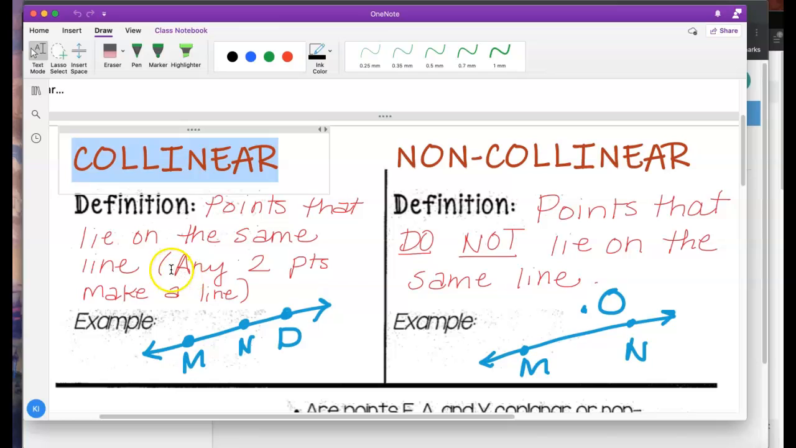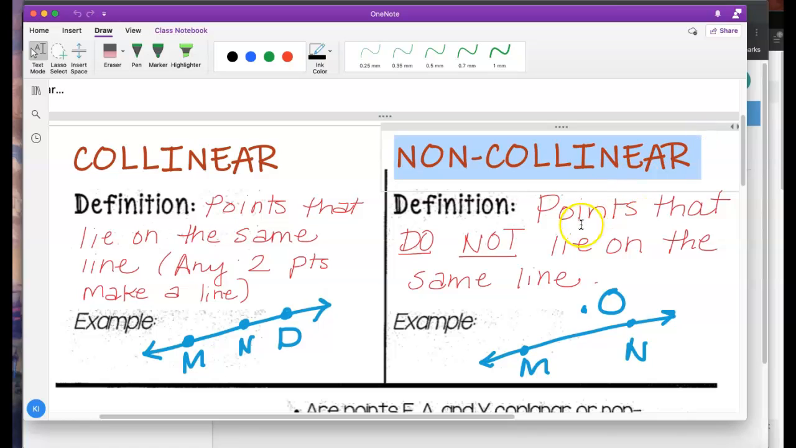And remember, when we defined a line last time, we said that any 2 points make up a line. So in our example, points M, N, and D would be collinear, which means that non-collinear points would be points that do not lie on the same line. So M, N, and O. I couldn't draw a straight line through them.